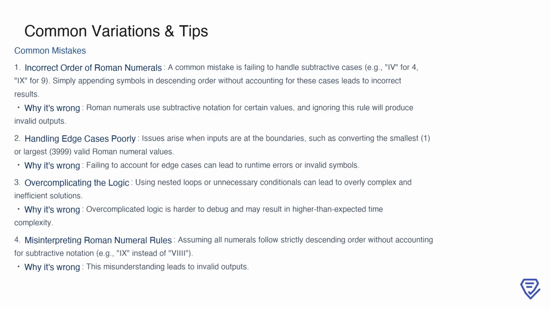Additionally, overcomplicating your logic by relying on nested loops or excessive conditionals can make your solution harder to debug and negatively impact performance. Simplicity and efficiency are key here. Finally, some developers misinterpret Roman numeral rules entirely, assuming all numerals must follow strictly descending order. While that's mostly true, subtractive cases like 4 and 9 are exceptions that must be accounted for, otherwise your output will be invalid.